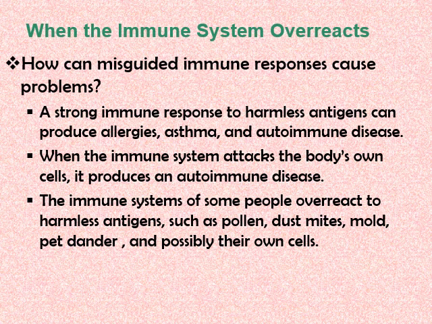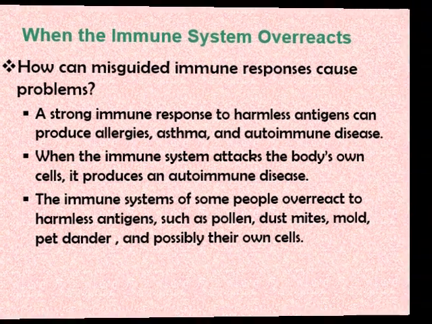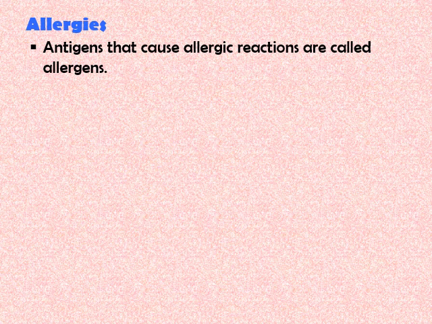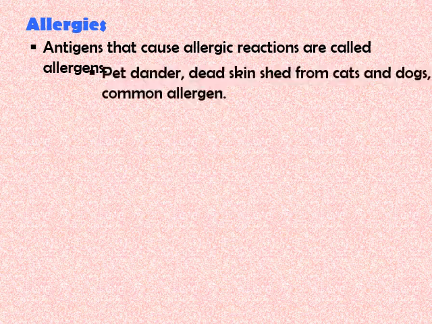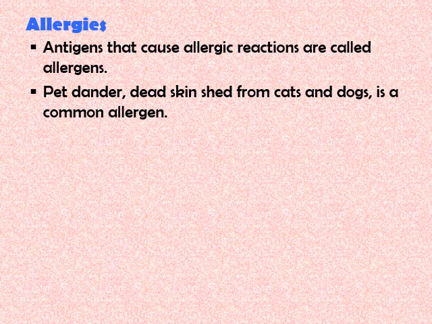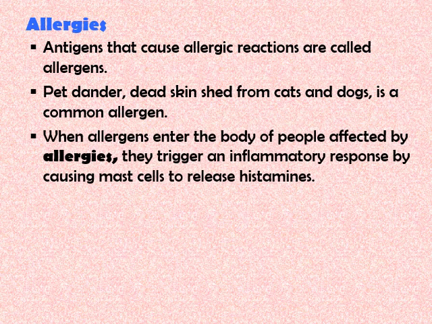The immune systems of some people overreact to harmless antigens such as pollen, dust mites, mold, pet dander, and possibly their own cells. Allergies, or allergic reactions, are caused by antigens known as allergens. A common allergen is pet dander, which is dead skin shed from cats and dogs.